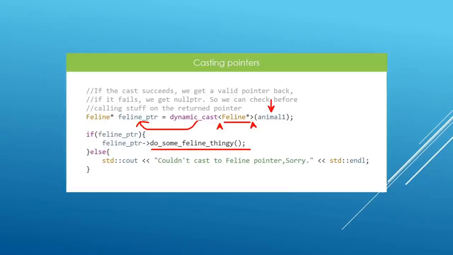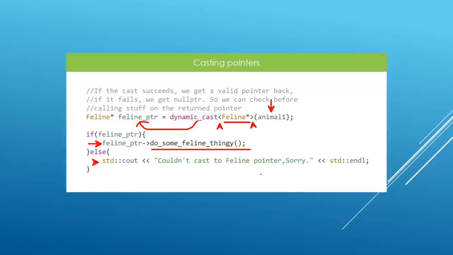Another thing you can do with this is use the result of this transformation in a pointer check. For example, we can check and see if this pointer is not a null pointer. If it's not a null pointer, we can call our non-polymorphic function on it. The result was successful. But if it's a null pointer, we're going to fail and fall down here, and we can say that we couldn't cast to a feline pointer.